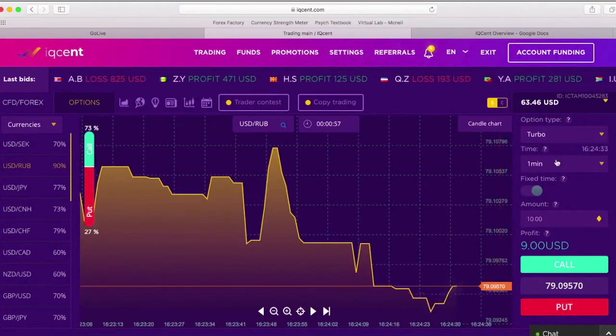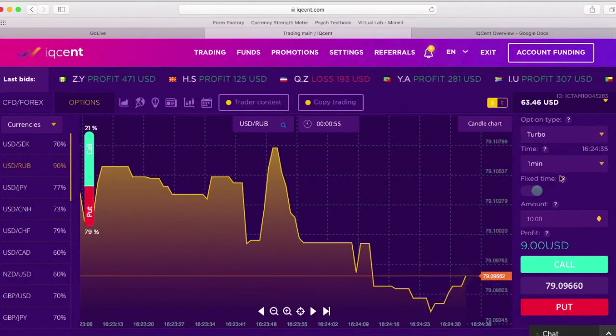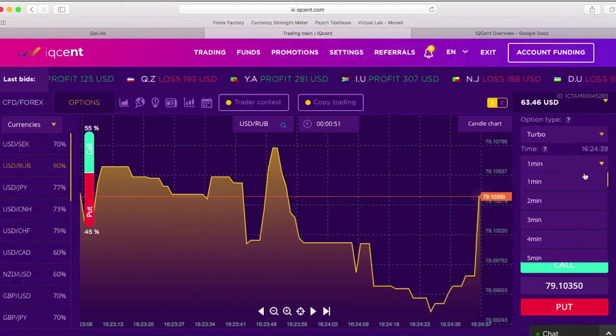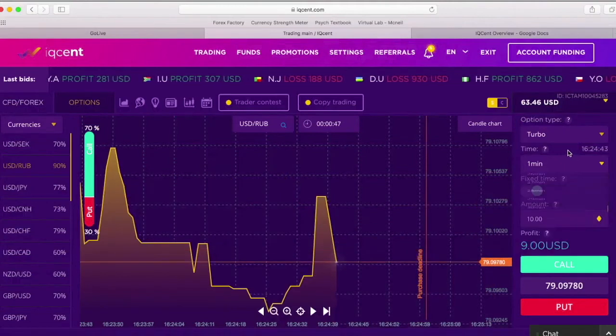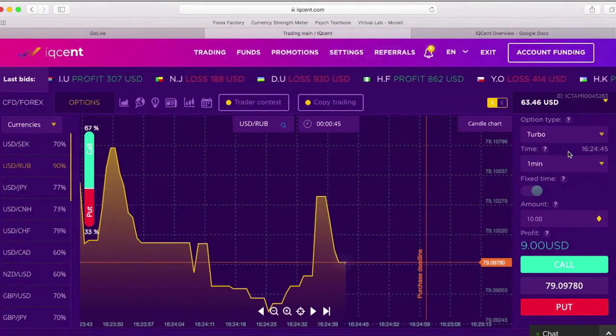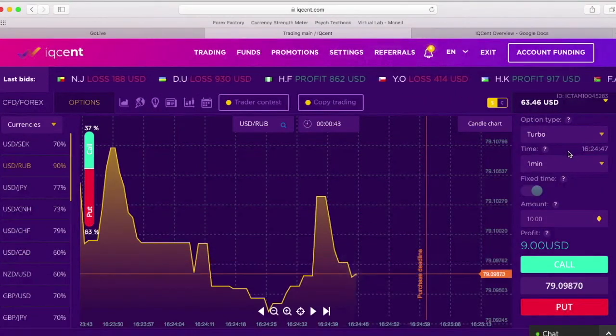So if you go down to time, this is where you can actually choose your expiration time. It goes from 1 minute to 30 minutes. This means that in X amount of minutes, you're going to know the outcome of your trade.